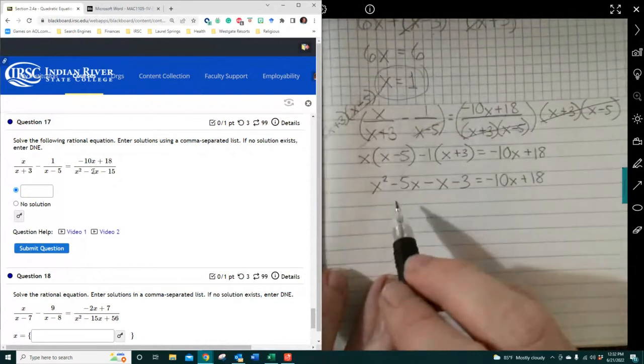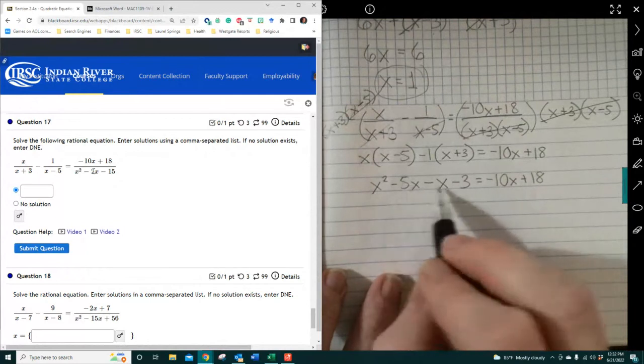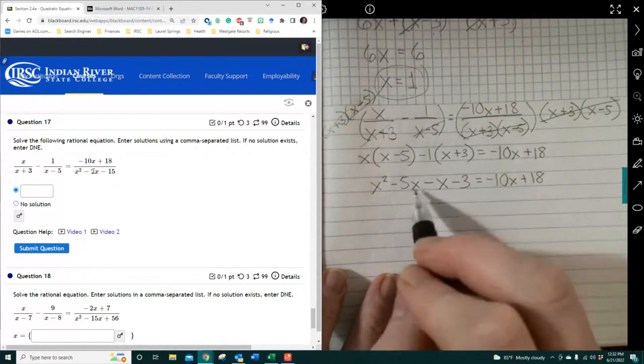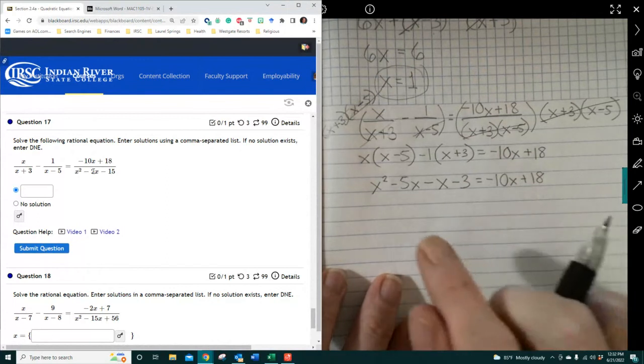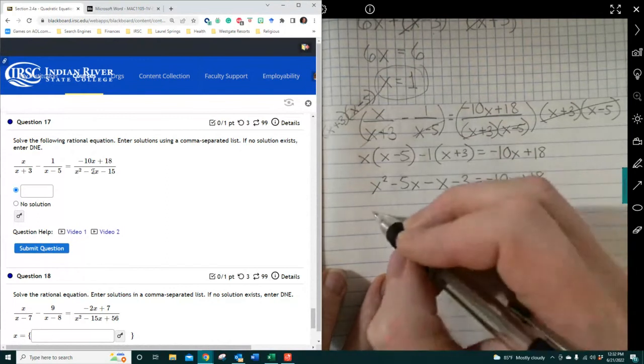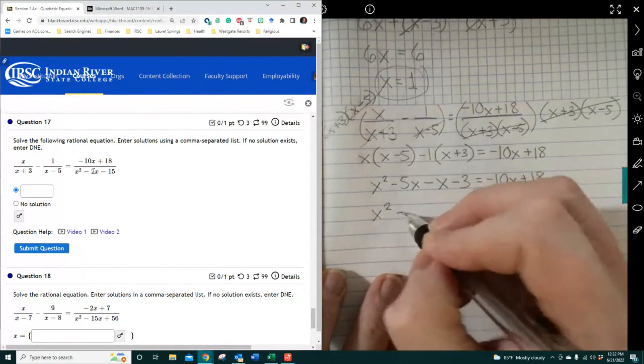Now I'm going to continue bringing things together. This is going to give us negative 6. I bring negative 10 over, it becomes positive 10. So that's going to be positive 10 added to negative 6, which is positive 4. You should be able to do that in your head.